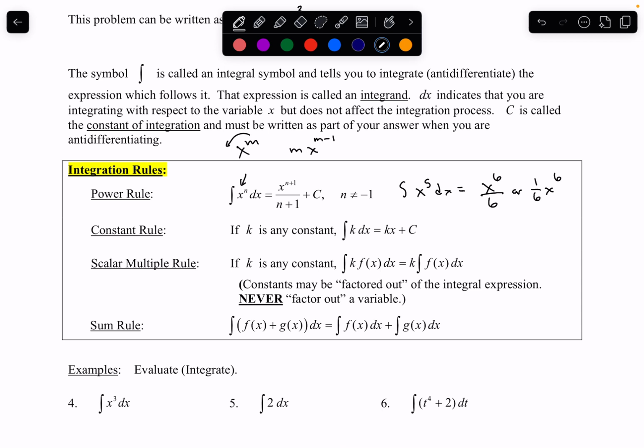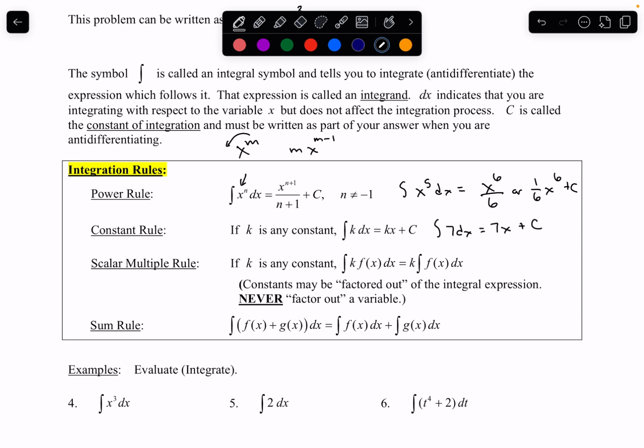The constant rule, again, we're going backwards. The constant rule for integrating is to add an x to a constant. So the integral of 7 dx is equal to 7x. Okay, you're going, oh, I forgot the plus c on both of these. So you are going backwards. So instead of dropping the x and ending up with a constant, you are adding the x to the constant.